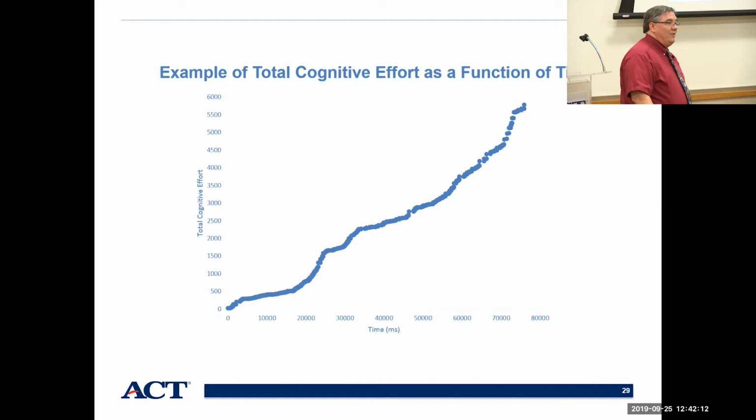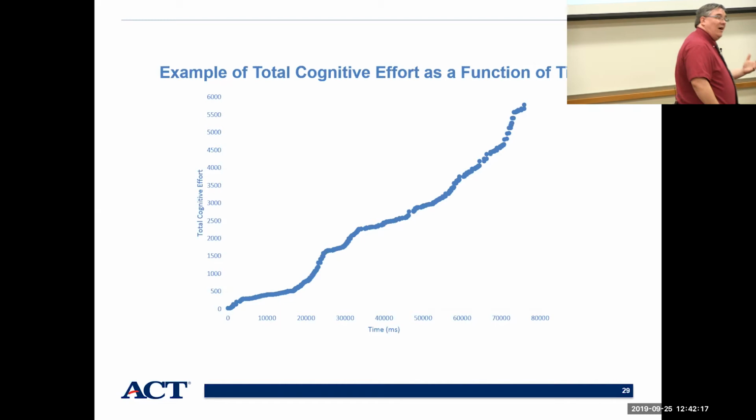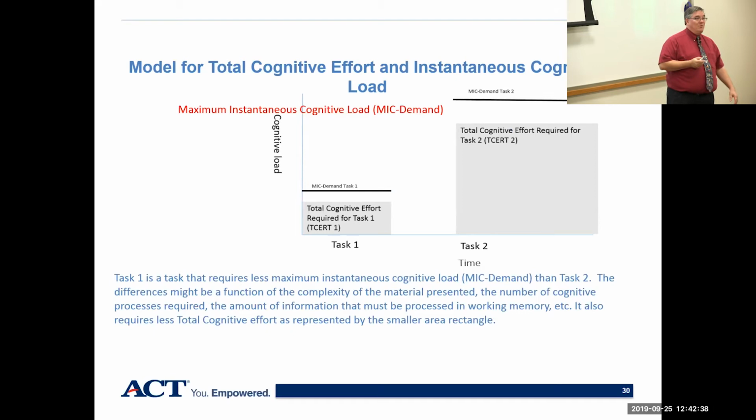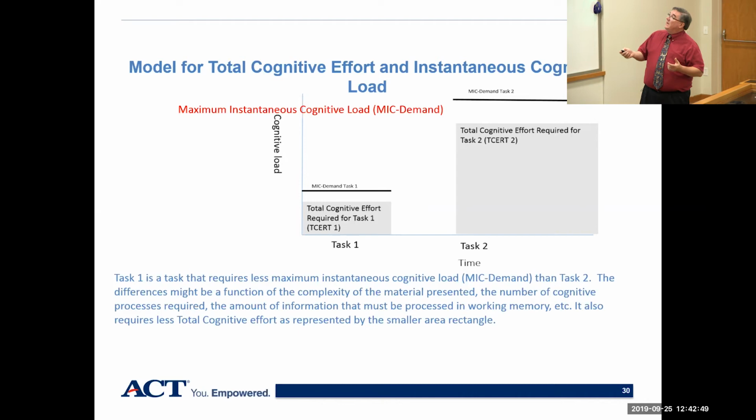Every time there is a change in slope, that should indicate a change in cognitive effort, which from a psychological standpoint should probably mean a change in some sort of psychological process or skill that's being used. Either they're adding in more data, they're accessing their working memory, they're accessing their long-term memory, something's going on that's causing that to go up. And so we're able to generate a graph like that for every item for every person who took the test if we wanted to. And in addition to that, we have this theory that for each task on the test, there's a maximum instantaneous cognitive load, a MIC demand is what I called it. That's the hardest part of the item.